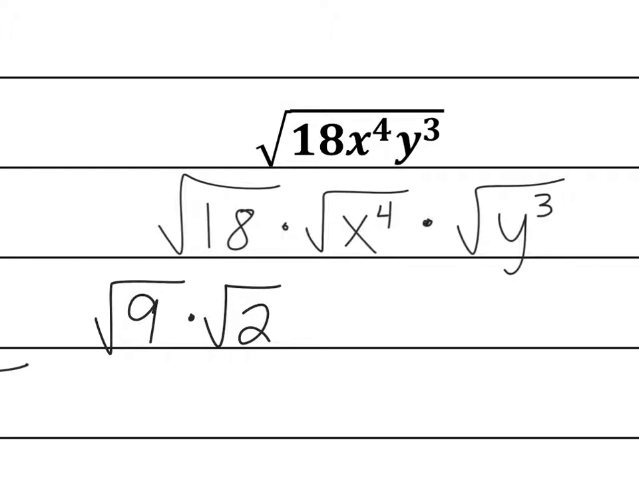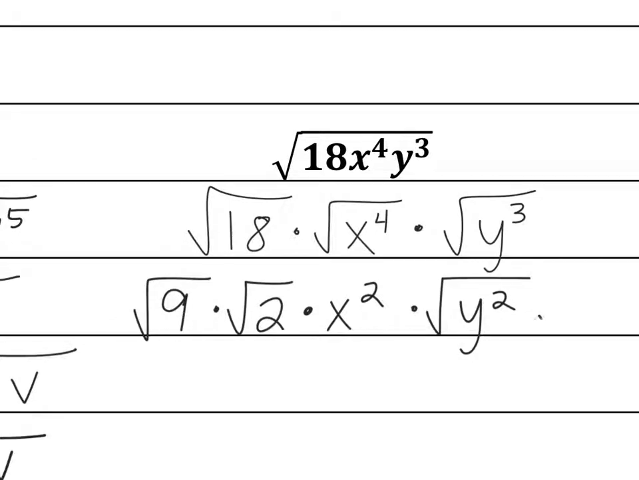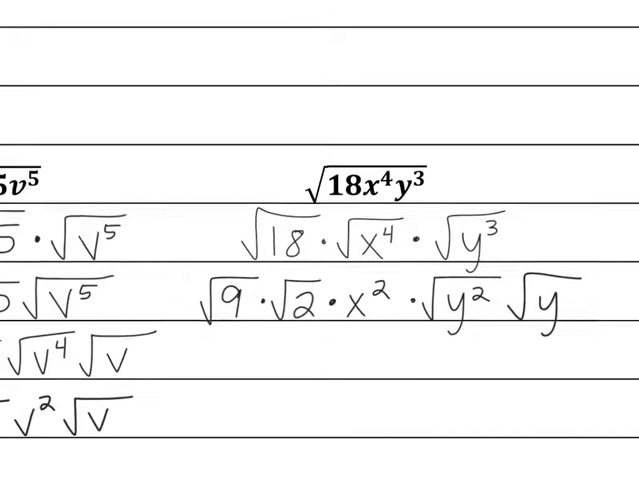Okay. Let's keep going with the variables, because I think we can do this. We can do this one, right? What's the square root of x to the 4th? So x squared or x to the second, both are correct. And then you've got y to the third, yes. So we would break that up into y to the second times the square root of y.